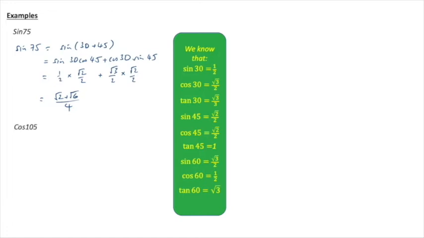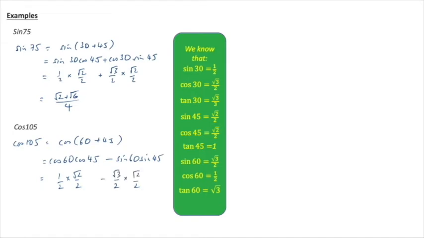Cos 105. You've always wanted to know. Cos 105 is the same as cos 60 plus 45. That's going to be cos of 60 cos of 45, take away sine of 60 sine of 45, which is a half times root 2 over 2, take away root 3 over 2 times root 2 over 2, which gives us root 2 take away root 6 over 4.